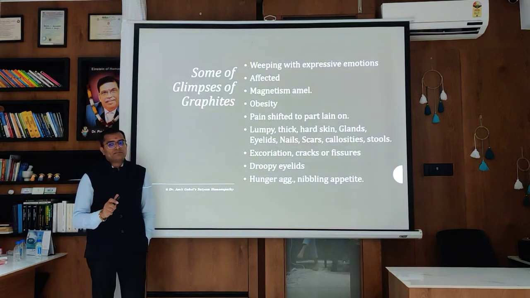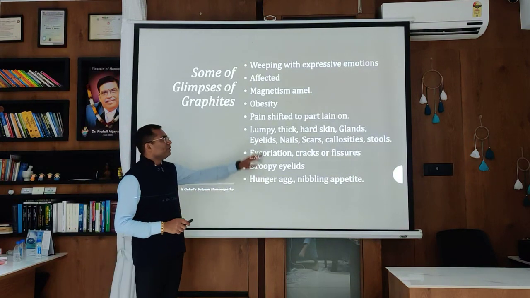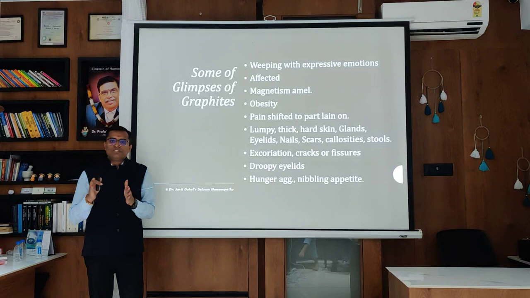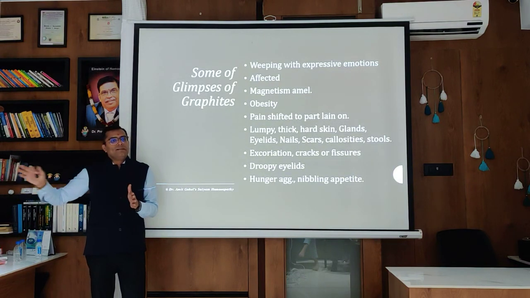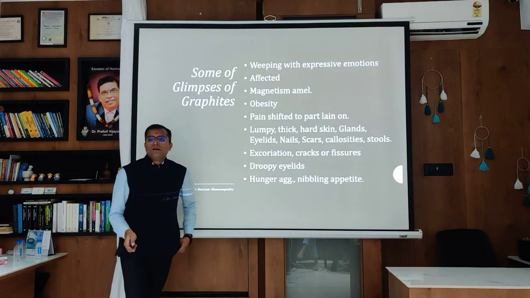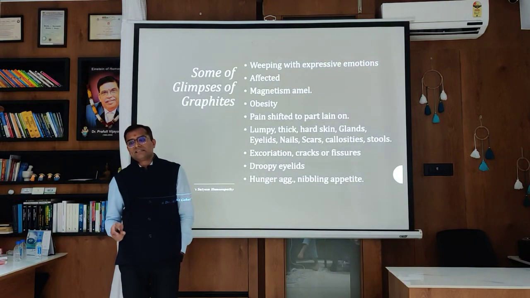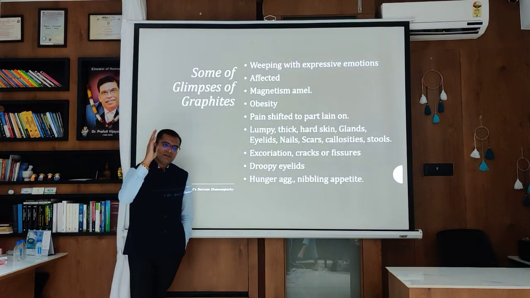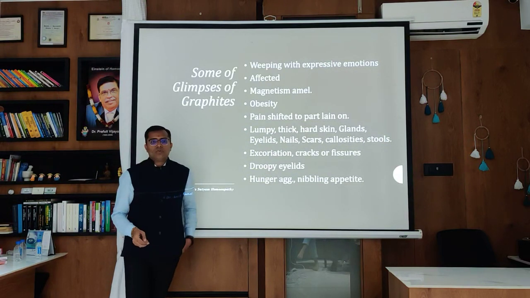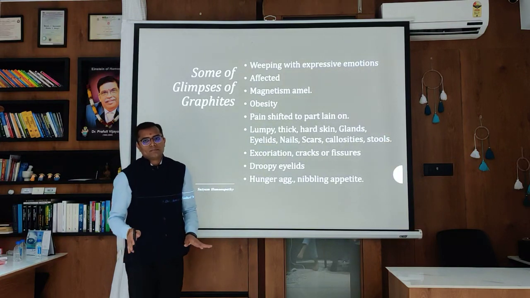They express weeping and emotions. They are easily affected. They present to us as obesity. So Graphites is fat, flabby, chilly, obese and constipated. This is something called Graphites with the hardness of the skin complex. Okay, pain shifting, with thick hard skin, glands, eyelids, nails, scars, callosities and stool. So when there is hardness at the level of everything because of excess fibrin, you can think of Graphites. To rule out Graphites, you have to touch the hand of the patient. If there is softness, don't prescribe Graphites.